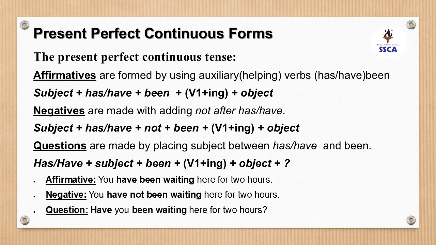Now, in question, I have placed helping verb have before subject. Like, have you been waiting here for 2 hours? Question mark. Here, subject is placed between have and been and then I used verb's first form with ing and also I placed question mark at the end of the question. All these 3 structures need memorization. You need to memorize all these structures to use present perfect continuous tenses. Now let's move towards the uses.